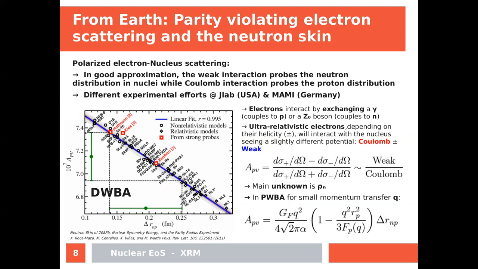Okay, this is another observable, called the parity violating asymmetry, which is also known to be rather well correlated with this neutron skin and therefore with this neutron pressure. I will not go into detail since I am afraid my talk will get so long, but we can come back to it later if you like.